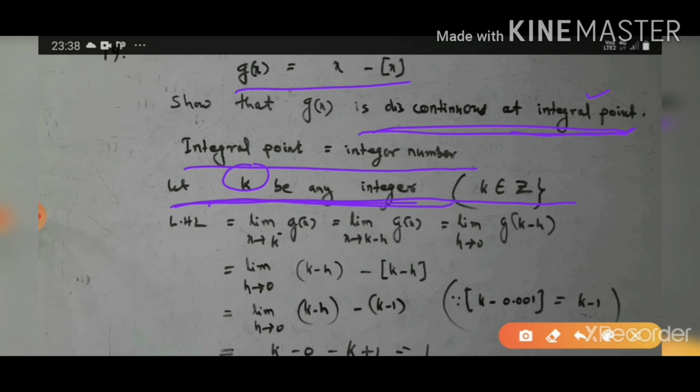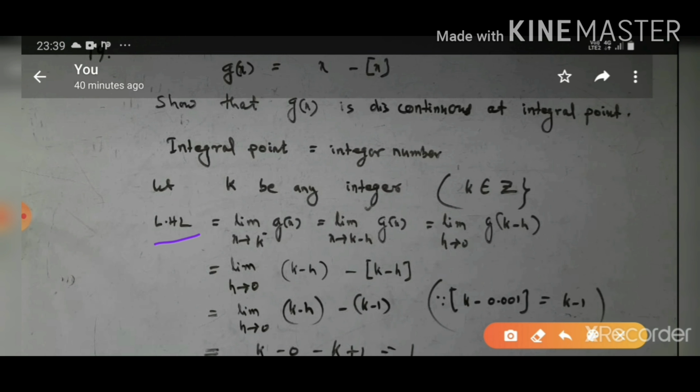Now find the left hand limit, the limit as x tends to k minus of g(x). On the number line, this is k, and k minus h means the point on this side, a very small distance h to the left. So this is called the left hand limit. Its working formula is limit h tends to 0 of g(k minus h).